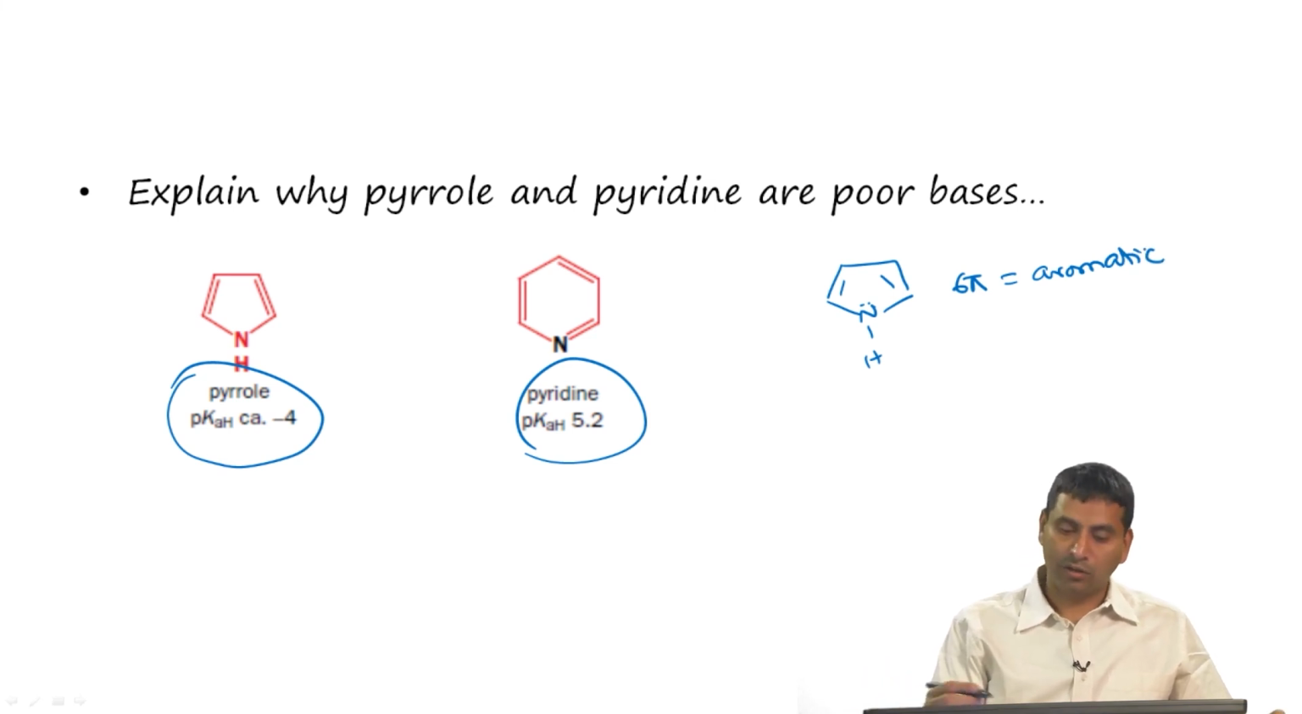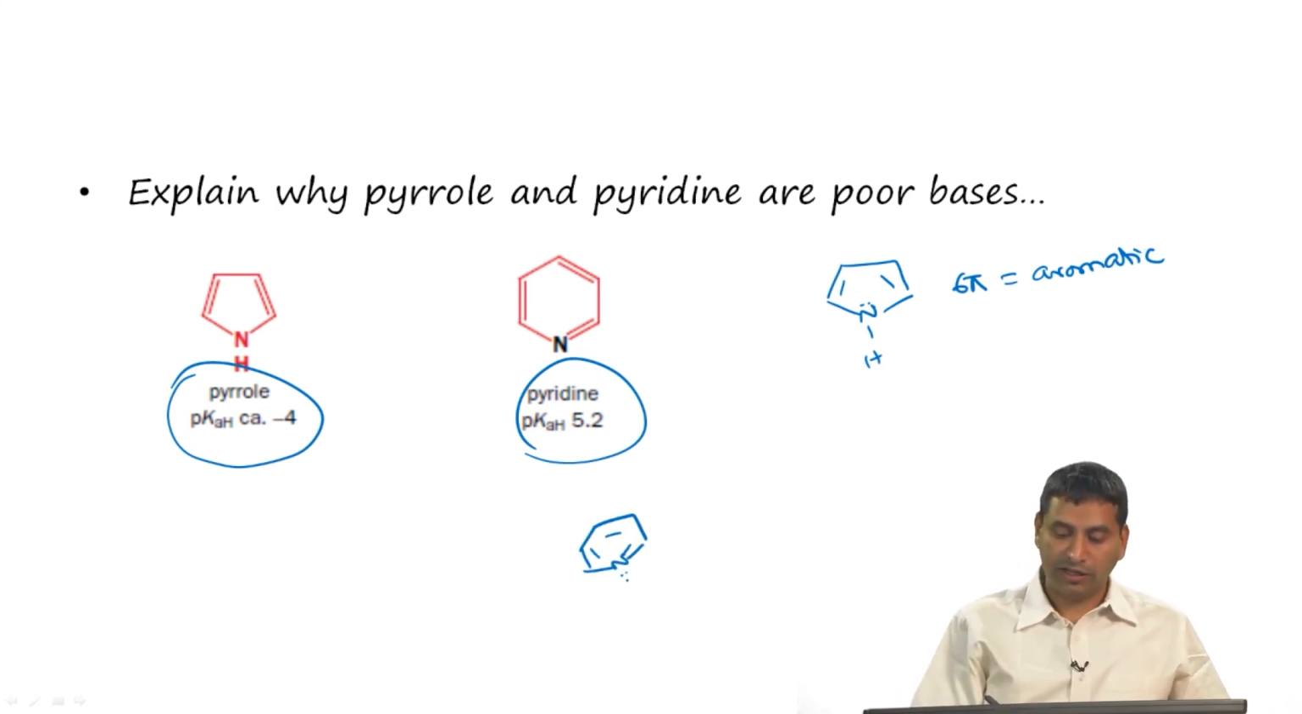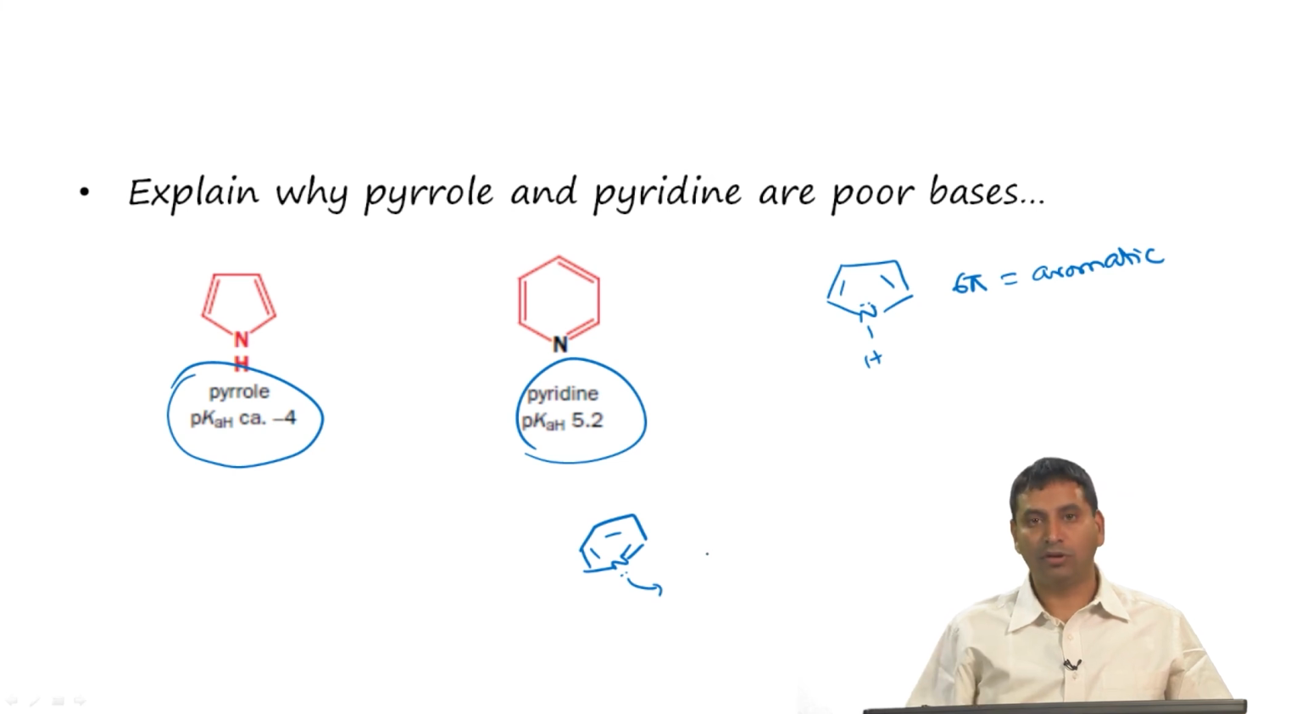Pyridine, on the other hand, has a lone pair that is not involved in resonance, but since it is attached to an electronegative sp2 system, it is again less available for donation.